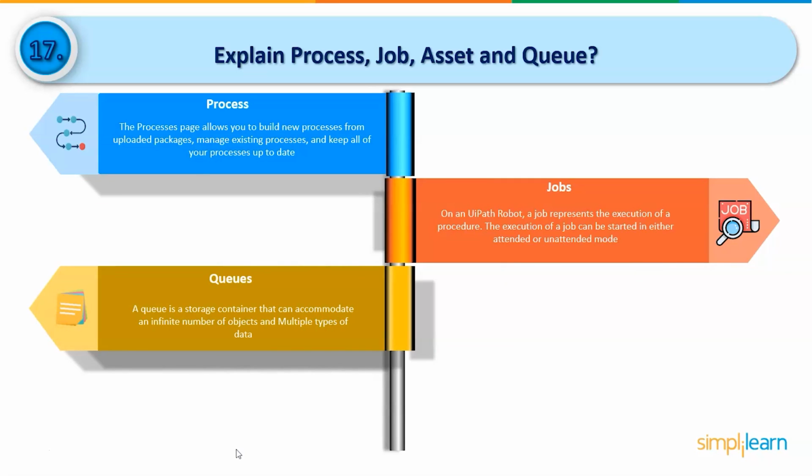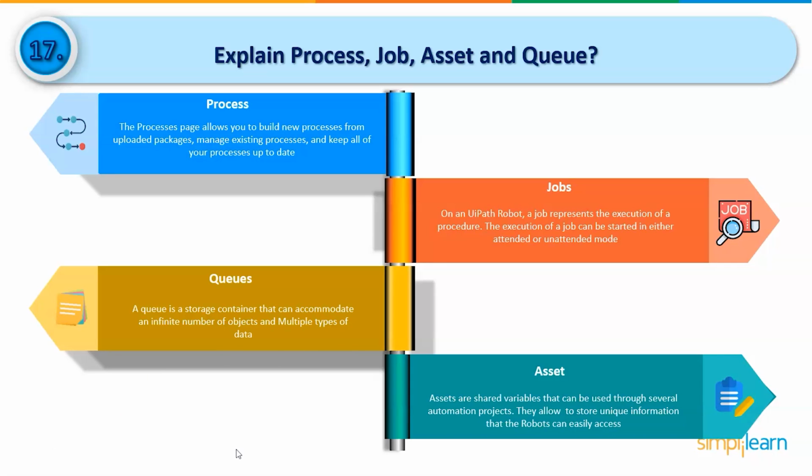Queues. A queue is a storage container that can accommodate an infinite number of objects. Multiple types of data, such as invoice information or customer data, are stored in queue objects. Other systems such as SAP or Salesforce are used to process this data. Assets. Assets are usually shared variables or credentials that can be used through several automation projects. They allow you to store unique information that the robots can easily access.